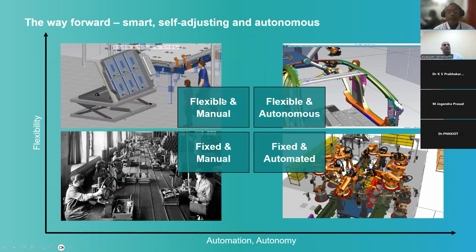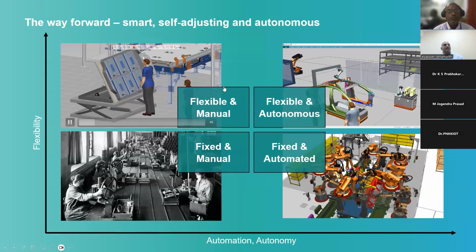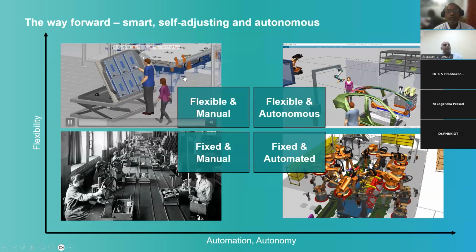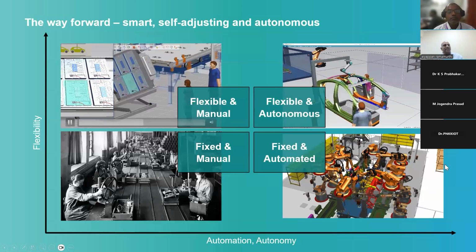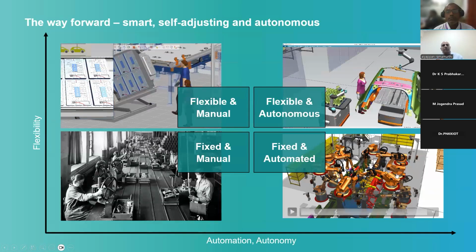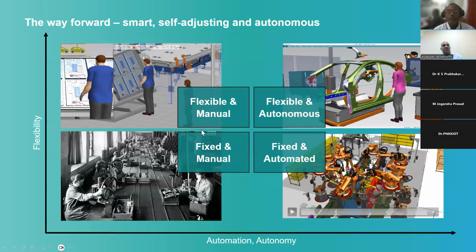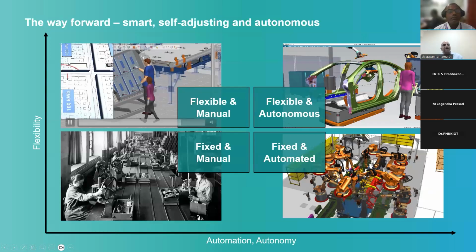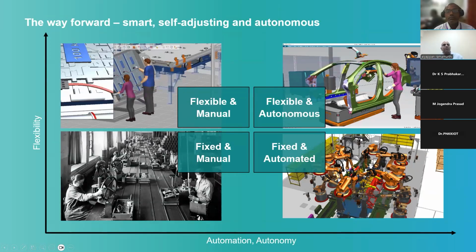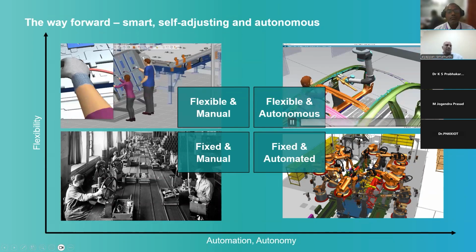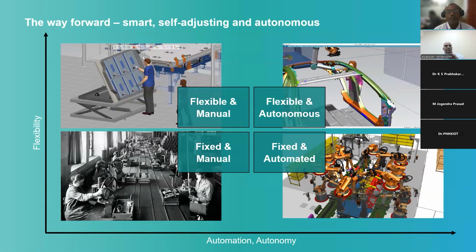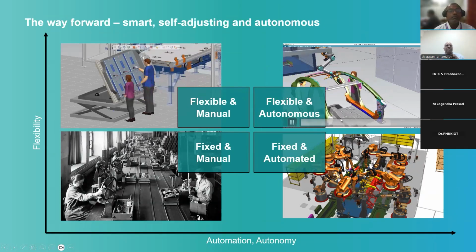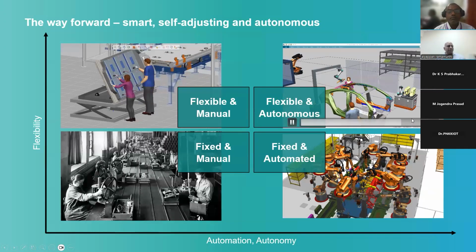Then we have to go back to more flexible and manual. Here is where more of engineered order products, defense and aerospace related products went into this direction. Automotive, consumer goods, electronics went into the fixed and automated direction. And now what is emerging is more flexible and autonomous production. So how well you can help the organizations move to the flexible side and the autonomous side.